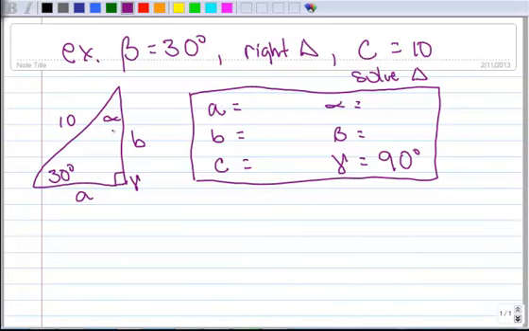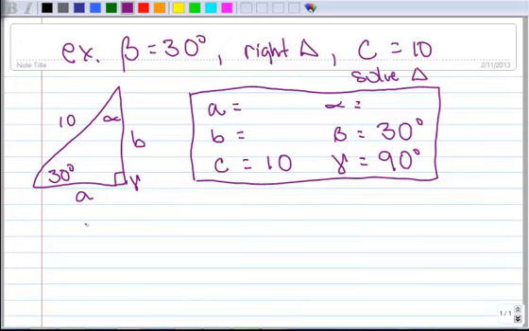This is the pattern I always want you to follow when you solve these. Next thing we want to do is fill in stuff that we know. So we know that beta is 30 degrees, and we know that C is 10. Alright, so that's what we do to start, and now we're going to solve the triangle. Okay. So let's first start by solving for alpha.